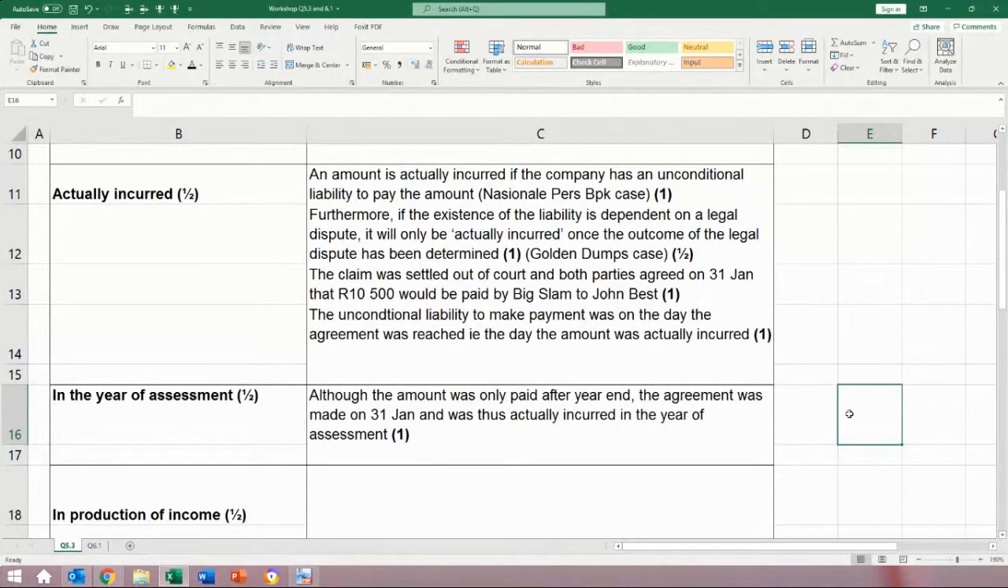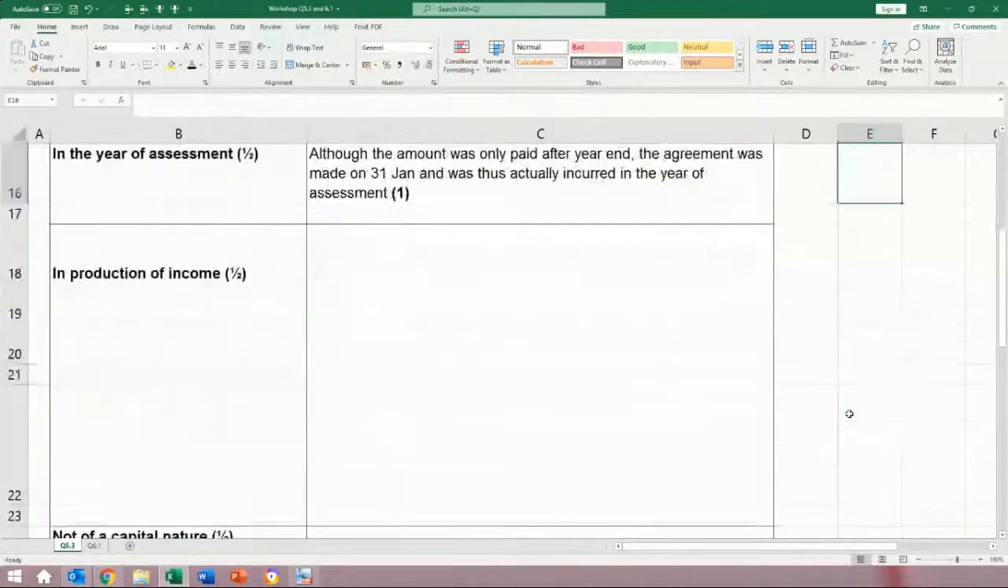Now, where the difficult part in this question comes in is, was this actually in the production of income? And in this question, you could actually go either way based on how you motivate it. So the first thing which the Elizabeth Tramway case said is, an amount is incurred in the production of income.